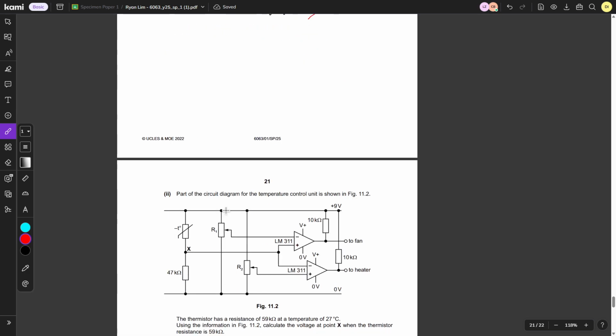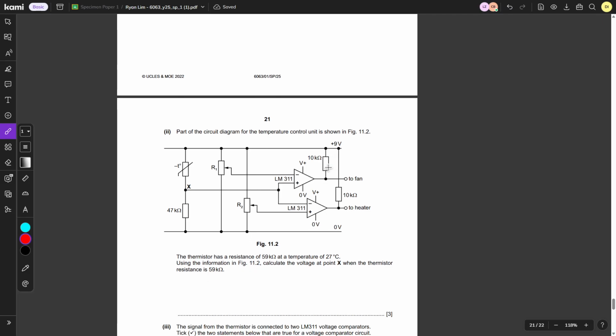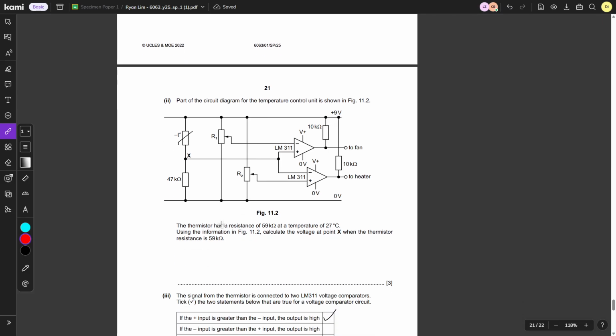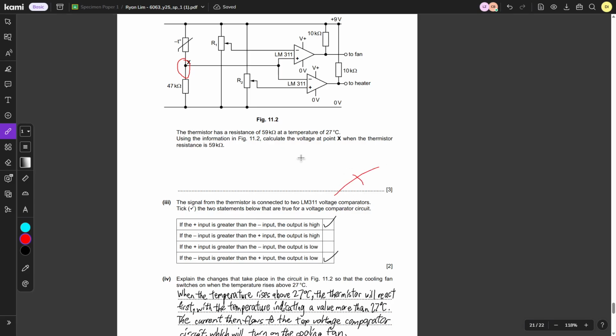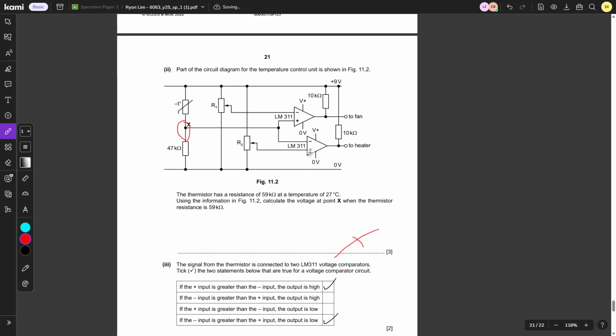Yeah. Power circuit diagram and temperature control circuit. Okay. The thermistor has a resistance of 59 kilo ohms at a temperature of 27 degrees Celsius. Using this information, calculate the voltage at point X when the thermistor resistance is 59 kilo ohms. So this is a voltage divider circuit that you just didn't do. Since this is a calculation question, I will have to do it. So yeah, this is just a voltage divider.